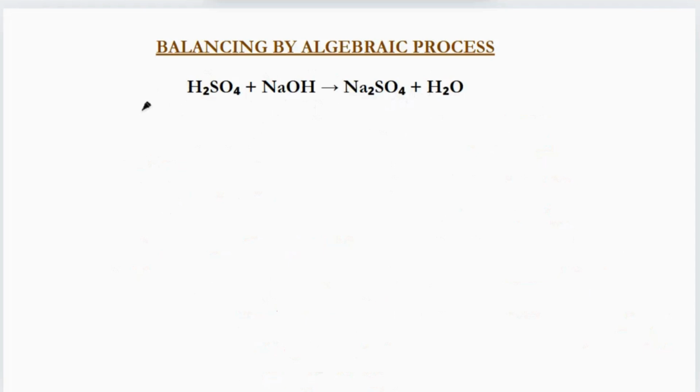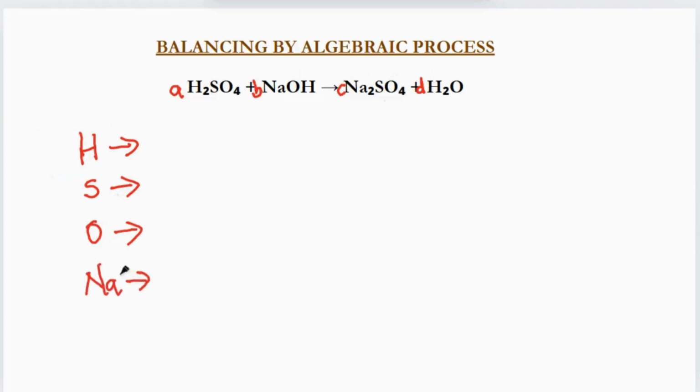Okay, and if we use the variable method, let's give this A. If we use the algebraic process, we have B, we have C, and we have D. Now the next thing that I said you should do is to bring out all the elements. There's hydrogen present here. There is sulfur. There's a way you can just use SO4 instead, because SO4 is present in both the reactant and the product, but let's just take it element by element. We have oxygen, we have sodium. No other element again, okay?